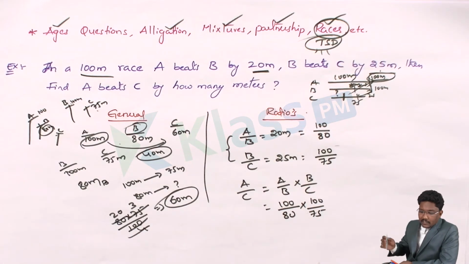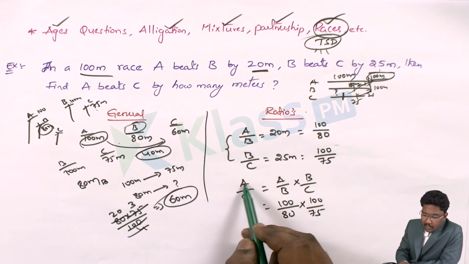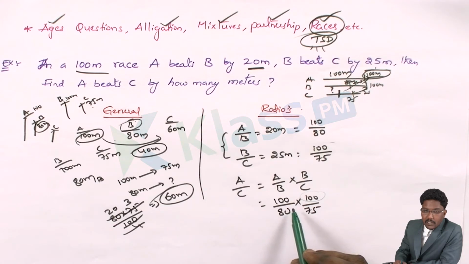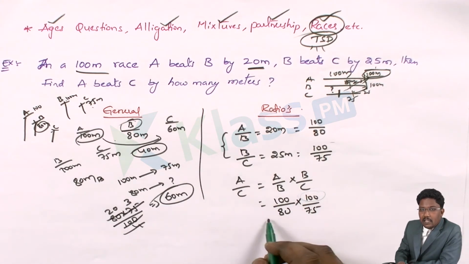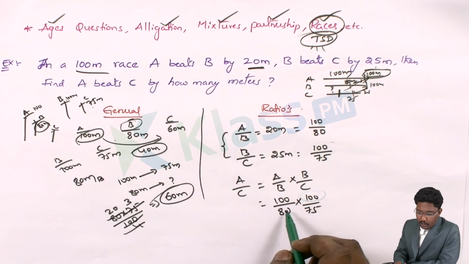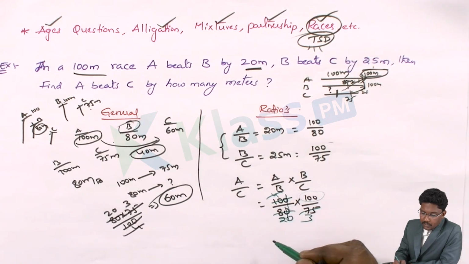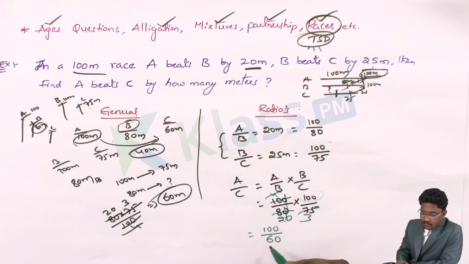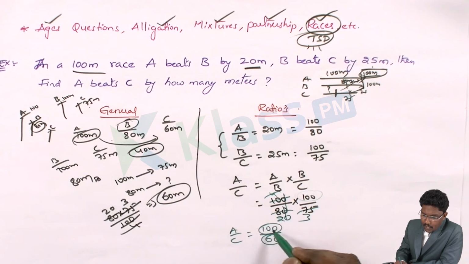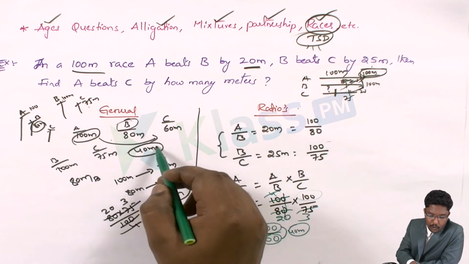Don't cancel these two hundreds. Cancel only 100 because we are comparing. Already we are taking A is at 100 meters at the finish line. So 100 is our reference point. Then only we can take the distance from the 100. 25 3 ja, 25 4 ja, 4 1 ja, 4 20 ja. So 100 by 60. So when A is at 100, C is at 60. So A beats C by 40 meters. Same answer. Okay, 40 meters.